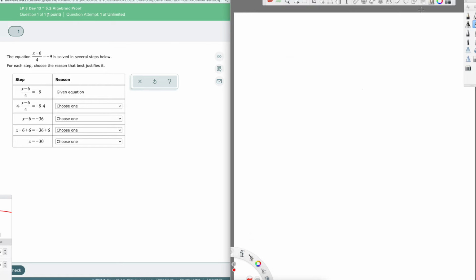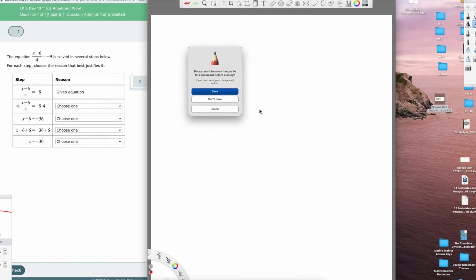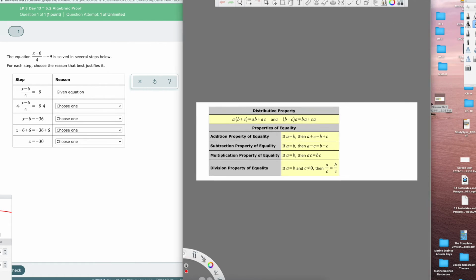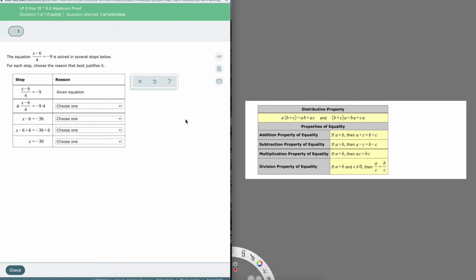So let me grab that page that I just took a picture of. Where'd it go? Here it is. Okay, so now it's here so I can see it and it's nice and open. You should have your notes pages open when you're doing this because this page is in your notes. So very nice thing to have open with you. For this one, we have the equation x minus 6 divided by 4 equals -9, and it's going to solve in several steps below.